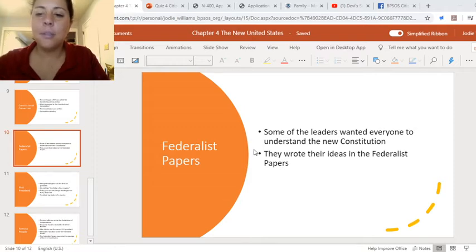Let's talk about the Federalist Papers. Okay? This is on page 58 in your book. Some of the leaders wanted everyone to understand the new Constitution. So, how could the colonists help everyone understand the new Constitution? They wrote their ideas in the Federalist Papers. Remember, ideas means thoughts. They wrote their thoughts in the Federalist Papers. Everyone say Federalist Papers.